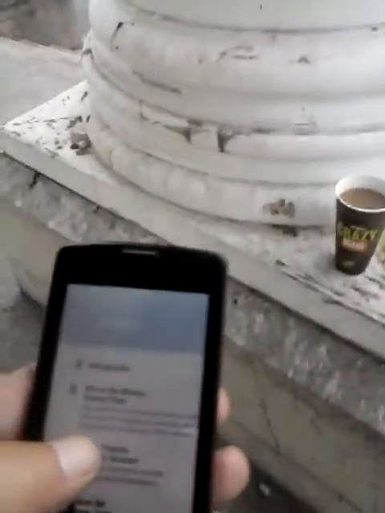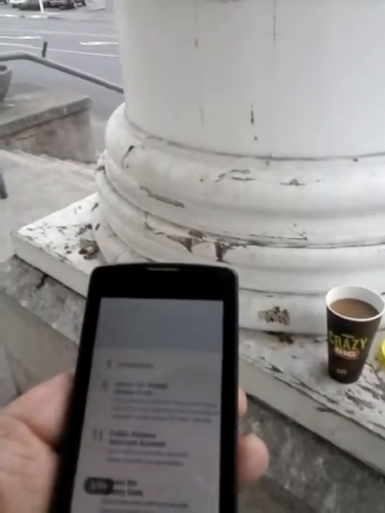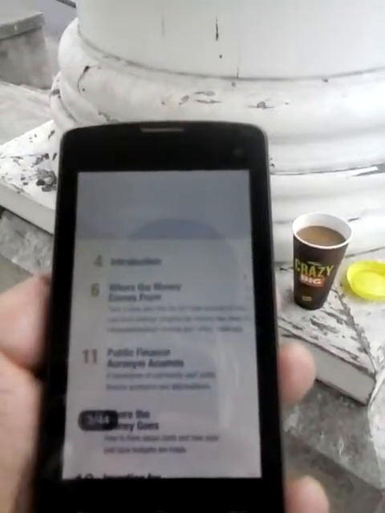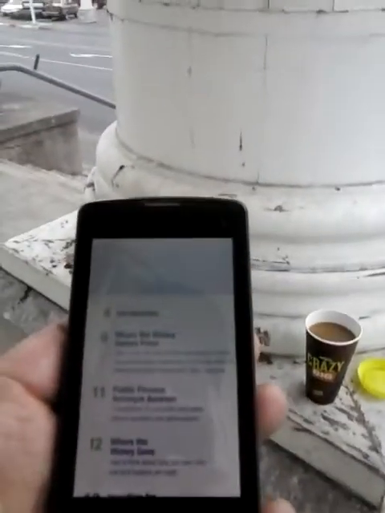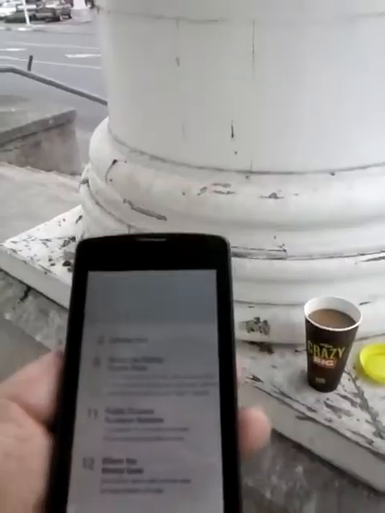They have what's known as the contents, the introduction of where the money comes from. And then the acronyms, commonly used public finance acronyms and abbreviations, and then where the money goes.